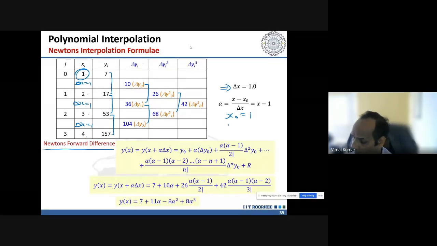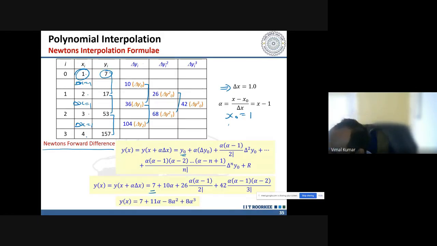We'll see how. I put the value of y0, which is 7. Alpha is x minus 1. I'm not substituting yet, let's first develop the polynomial in the form of alpha. Delta y0 is 10. Delta square y0 is 26. Delta cube y0 is 42. So all these values we have put here, and the rest in the alpha form.